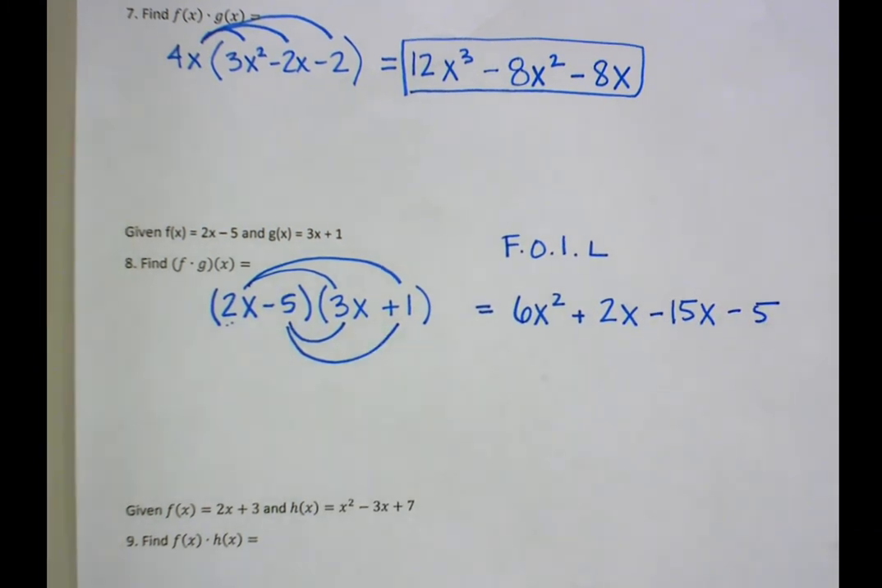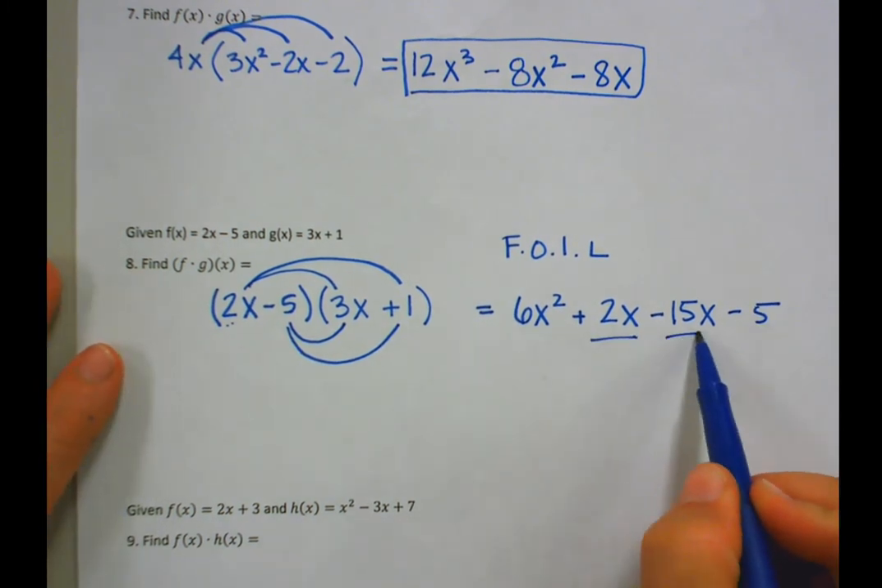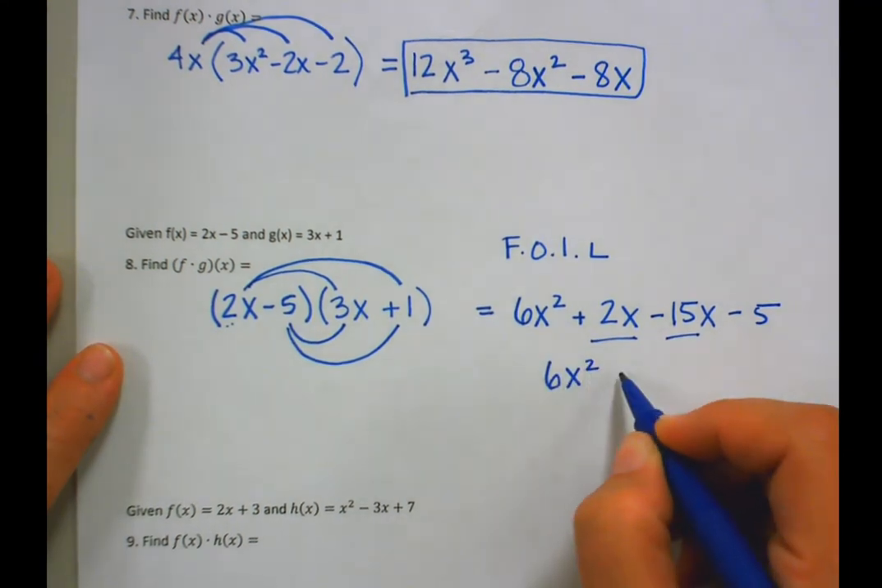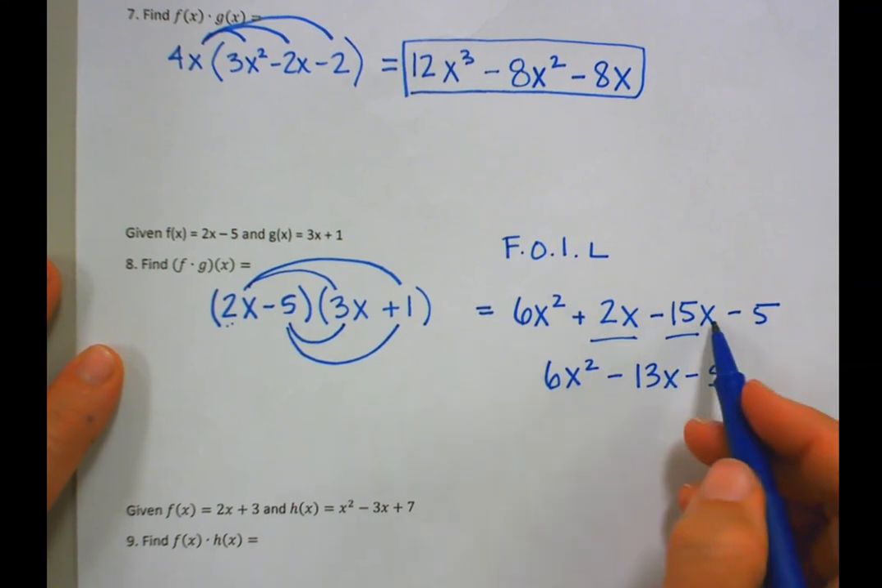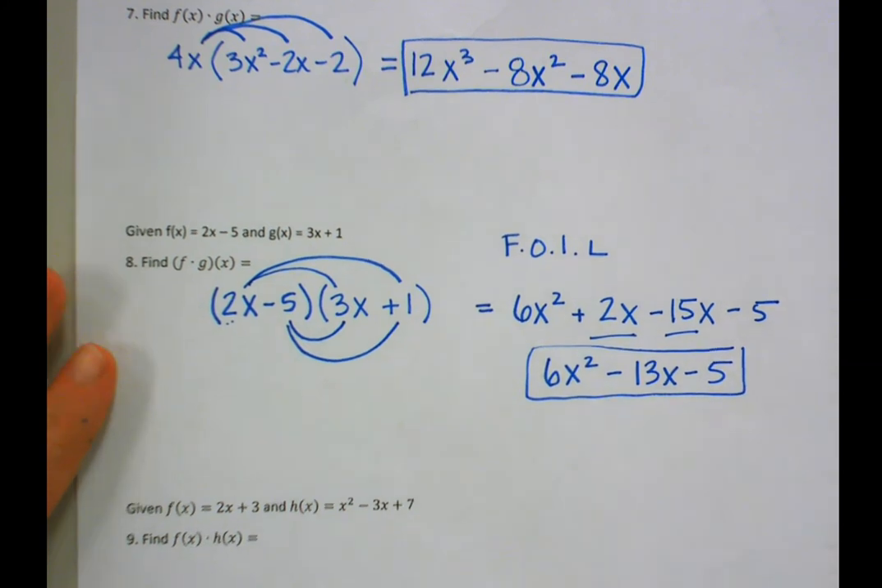So I've multiplied each term together, and now I would look to see if there's any like terms that I can combine, which would be 2x and negative 15x. So I would end up with 6x squared minus 13x minus 5. 2x minus 15x would leave me with negative 13x. So there would be my solution.